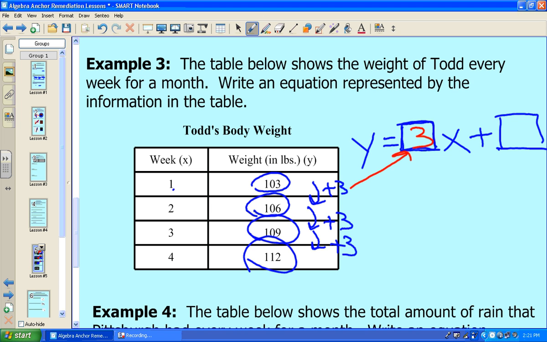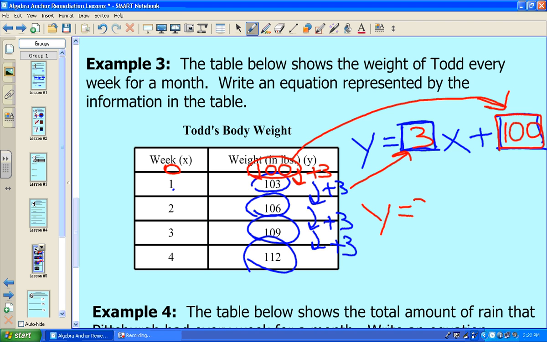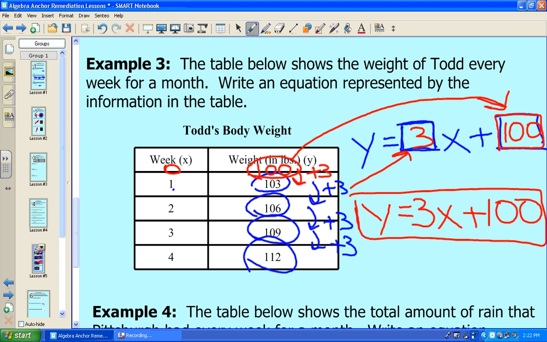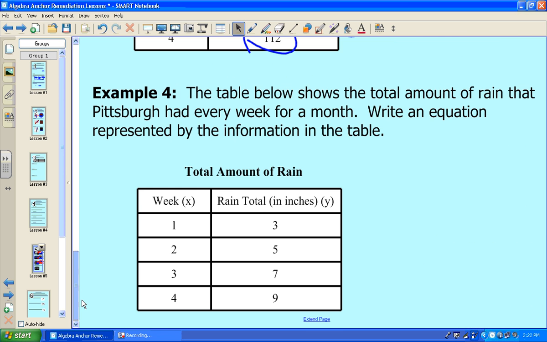The other number means his starting point. How much did he weigh before he started eating all of this food? Okay, so at week 0, he weighed 100 pounds, because you just subtract 3 from the 103 to get the 100 pounds at week 0. So that 100 is what you place in this box here. So your final answer is y equals 3x plus 100. And hopefully he stops eating all this food. I'd hate to see his weight at week 5. Okay, from this point, stop the video, try the problem for yourself, and then come back and check with me.